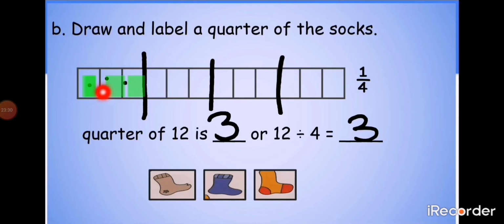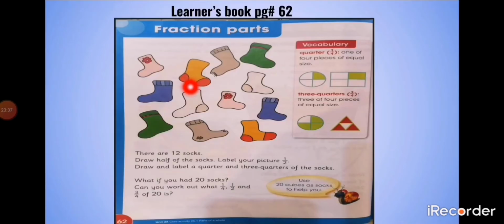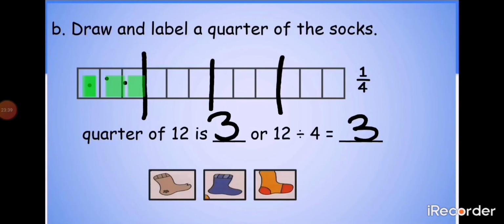So make your color very neat. And write your statements very properly. And again draw 3 socks. Choose any color from here and draw the socks and color them. Now the C part.